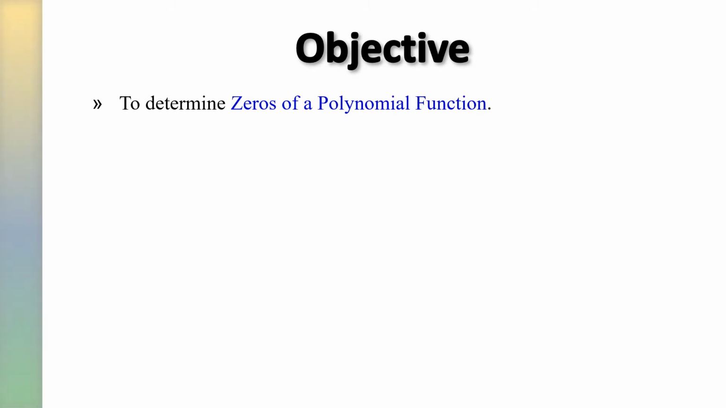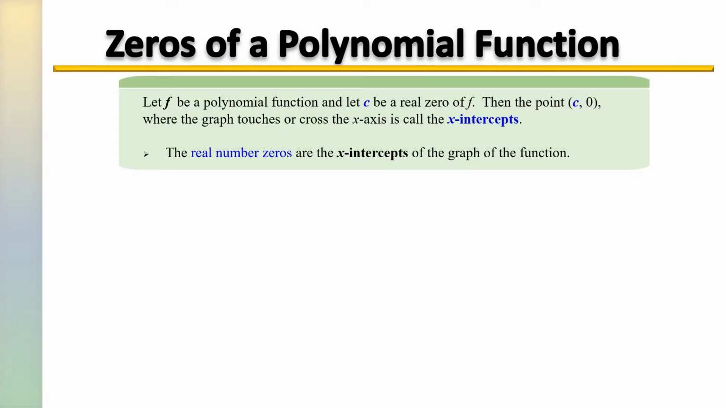In this lesson, we will determine zeros of a polynomial function. Testing potential zeros. If f is a polynomial function and c is a real zero of f, then the point (c, 0), where the graph touches or crosses the x-axis, is called the x-intercept, and the real zeros are the x-intercepts of the graph of the function.